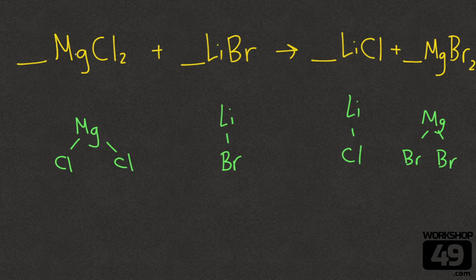We begin with the magnesium. We have 1 magnesium on the left, 1 magnesium. We have 1 magnesium on the right. Okay, looking good so far. We have 2 chlorines on the left, 1 and 2.